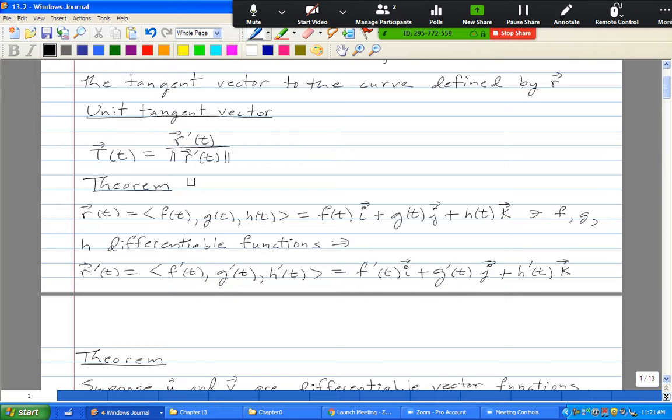So we have the following theorem: if r is the vector with components f, g, h, so f times i plus g times j plus h times k, where f, g, and h are differentiable functions, then r prime is equal to the vector f prime, g prime, h prime. You can write it according to the standard basis as f prime i plus g prime j plus h prime k.